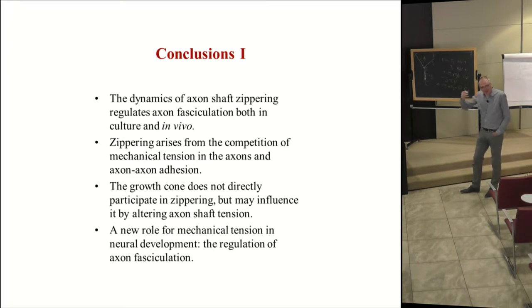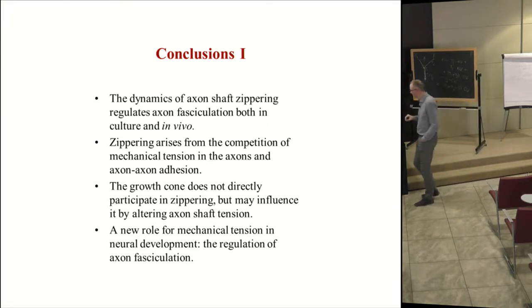And biologically, the interesting thing is that the growth cone does not really participate in it, but it can regulate it if the growth cone reacts to some signal and decides to increase the tension in the axon behind it as a result of encountering that signal. This will then lead to unzippering of the axon shaft behind the growth cone. So this is an indirect way in which the growth cone can regulate even axon shaft zippering.